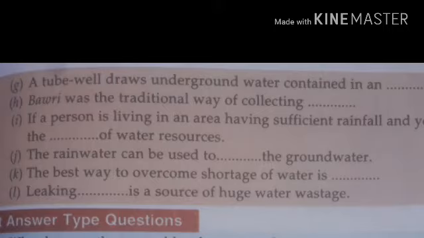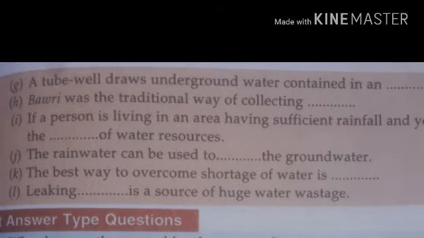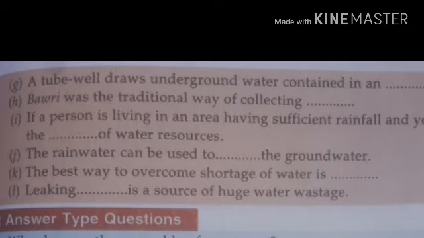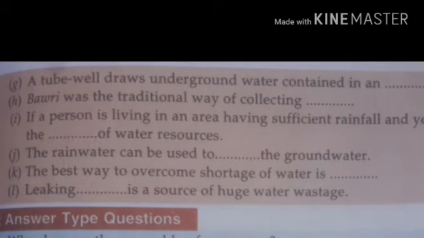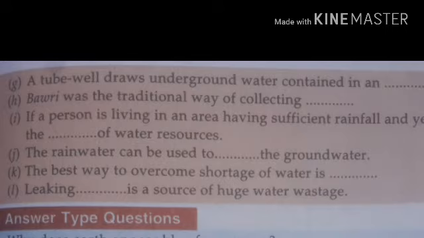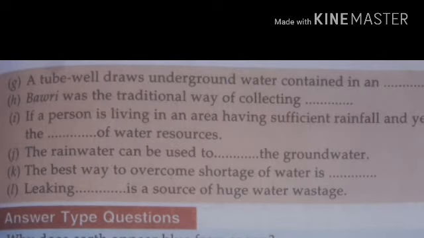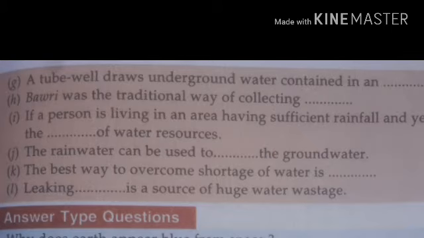If a person lives in an area having sufficient rainfall and yet there is a shortage of water, it is due to dash of the water resource. Here they are getting sufficient rainfall even though there is water scarcity. What is going on here? They are mismanaging or wasting the water resource. They didn't construct any water harvesting structure, so it is what we call mismanagement or improper management of the water resource taking place in this area.